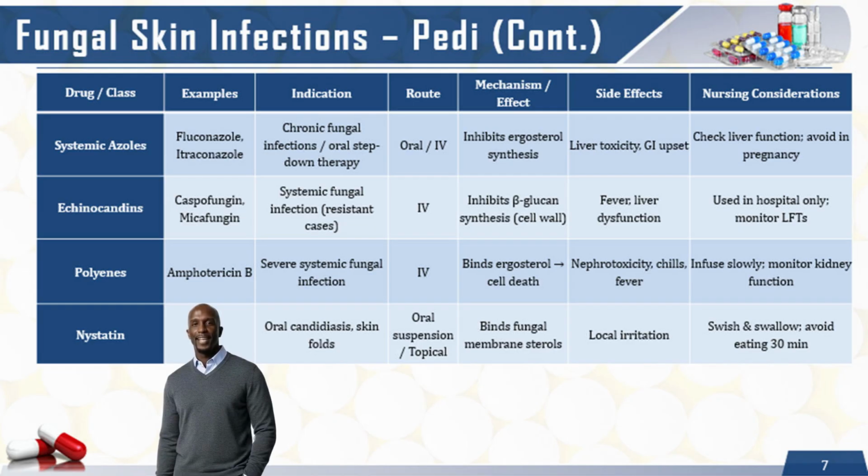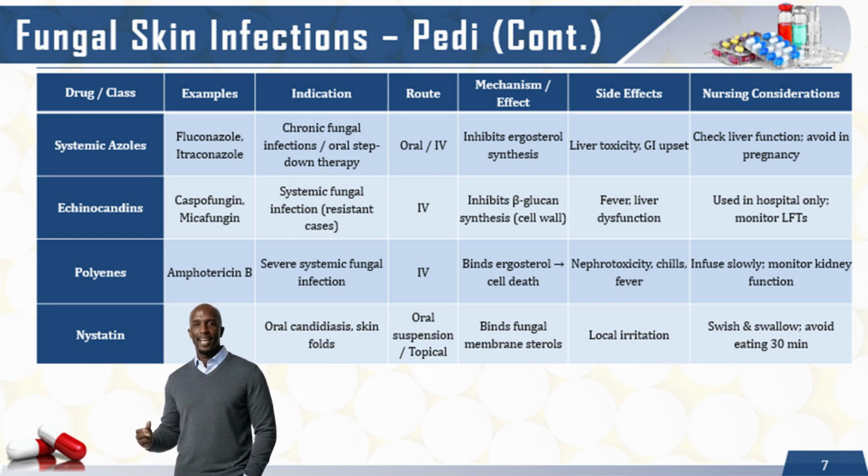Echinocandins, including caspofungin and micafungin, are intravenous antifungals used for resistant systemic infections. They inhibit beta-glucan synthesis in the fungal cell wall. These drugs require hospital monitoring due to risk of liver dysfunction.